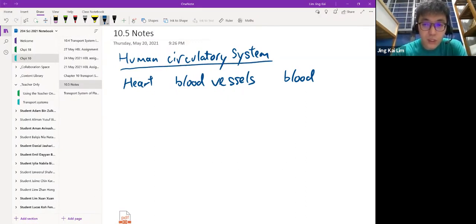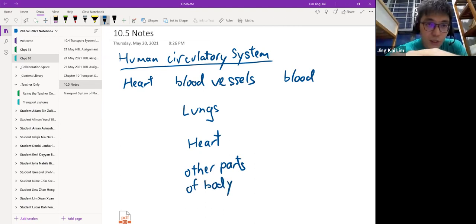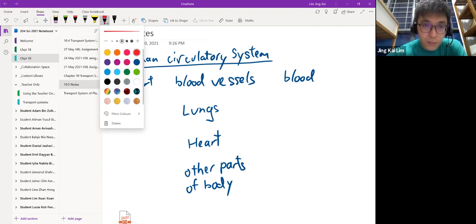So how does the whole thing work? In general, it has three main things: the lungs, the heart, and other parts of the body. The lungs are not part of the circulatory system, but they work in conjunction with the heart because they are there to supply oxygen. So most of the time, the teachers, or in fact many students, visualize it this way.